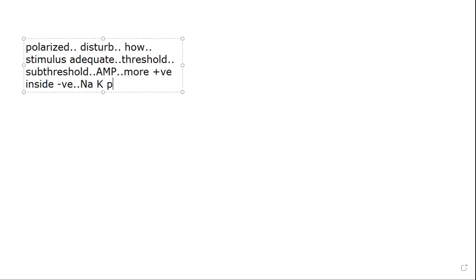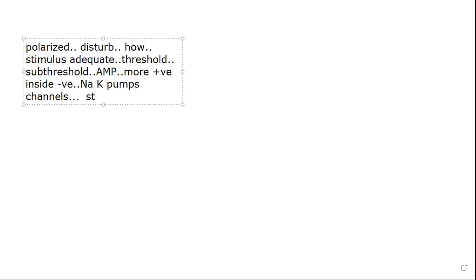disturbance of the working of the pumps and the channels has taken place. And who has disturbed them? It is the adequate threshold. It is the adequate stimulus that has disturbed them. Now, in this condition, our neuron is said to be in a disturbed state. It is said to be in the active membrane potential.